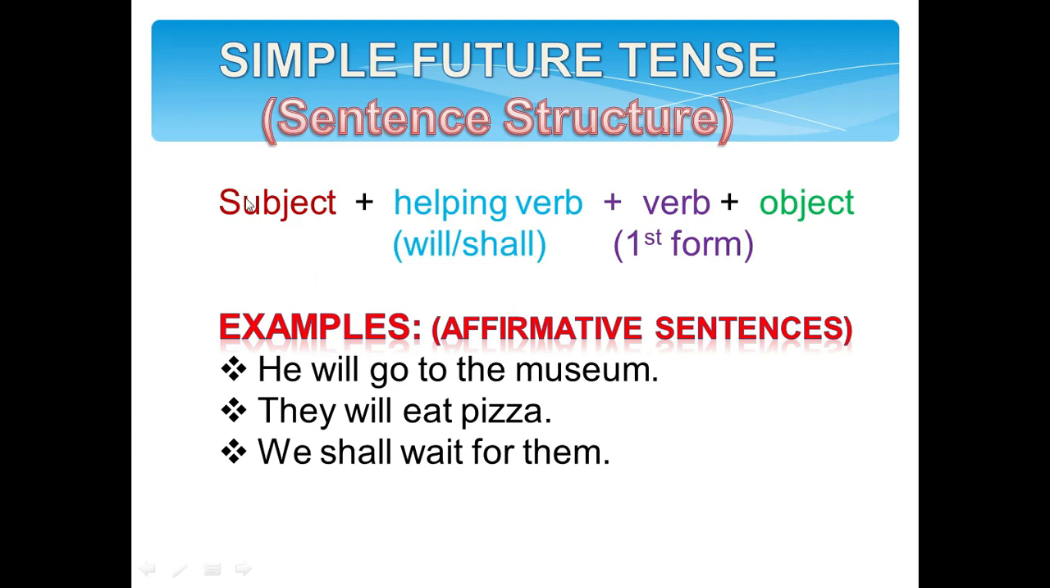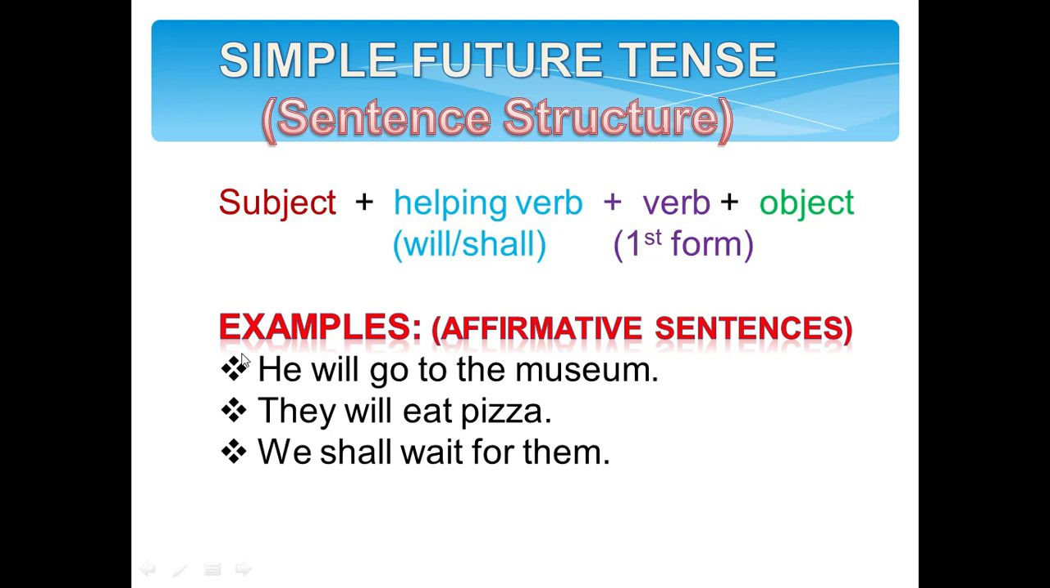First comes the subject, then the helping verb, then the verb, and then the object. In simple future tense, we have two helping verbs, will and shall. Will is used with all the subjects and shall is only used with I and we, and we always go for the first form of verb in simple future tense. We don't use the second or third form. The second form is only used in past tense, and even in present tense we use the first form of verb with s or es, but in future tense only the first form of verb is used, without s or es.